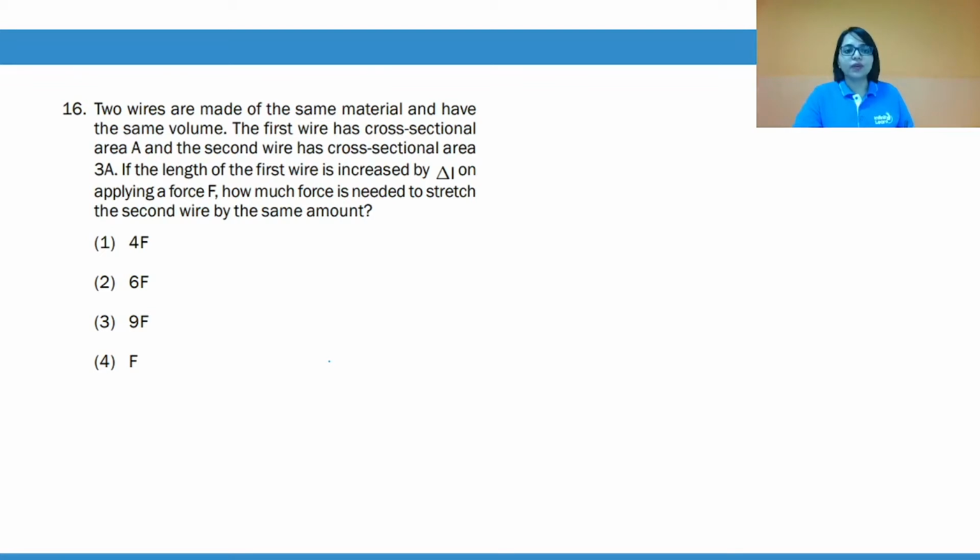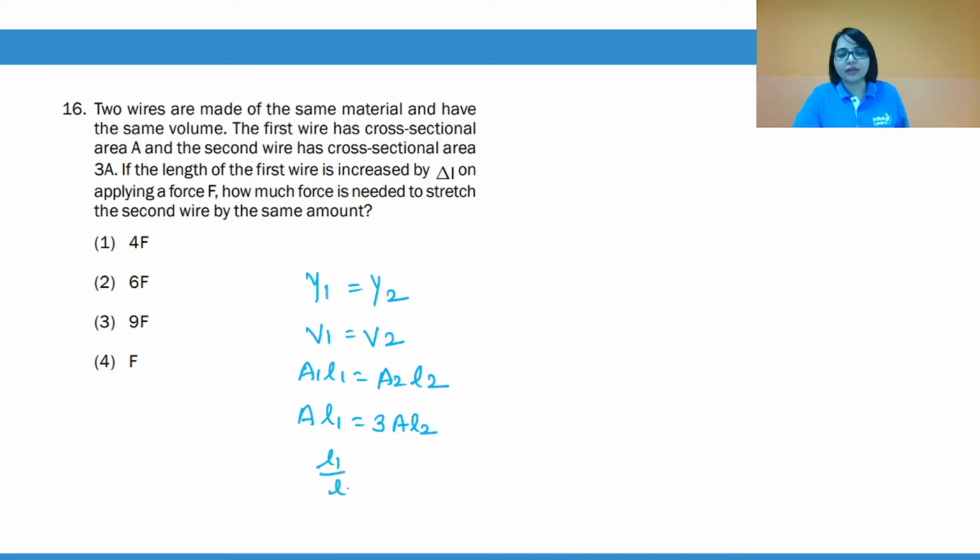Next is, two wires are made of the same material and have the same volume. The first wire has cross-sectional area A and the second wire has cross-sectional area 3A. So if the material is the same, Young's modulus is the same, and the volume is the same. V1 equals V2 for both wires. Volume is also given by cross-section area into length, so A1 L1 equals A2 L2, right? The first wire has area A and the second has 3A, so L1 upon L2 is 3, and A1 upon A2 is A upon 3A, which equals 1 by 3.